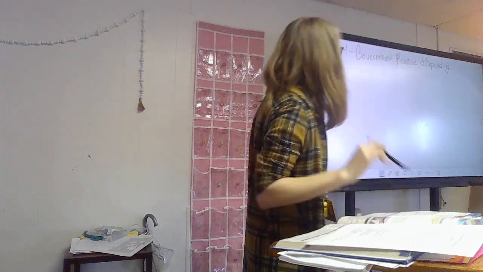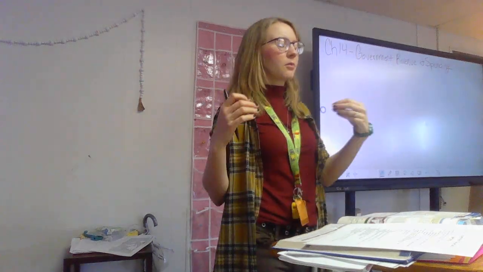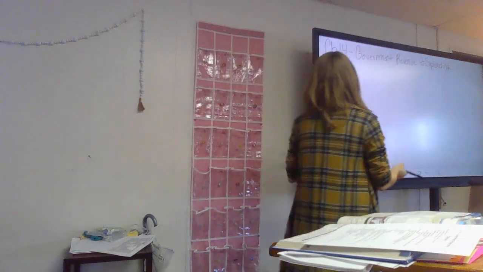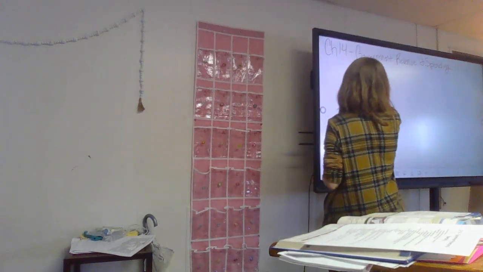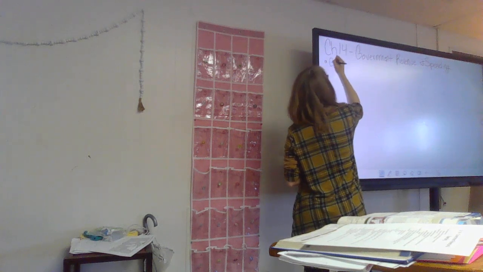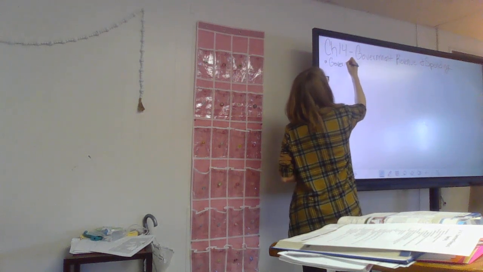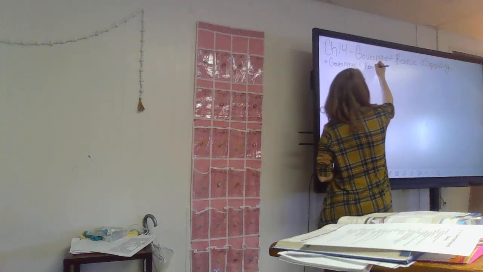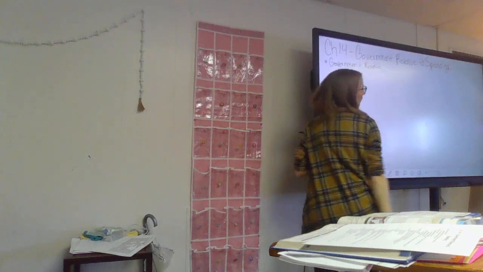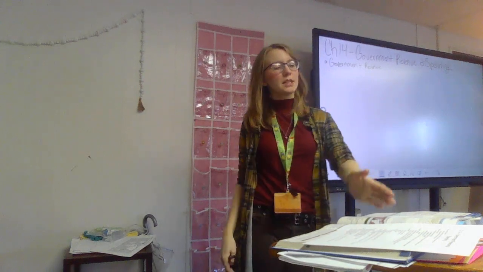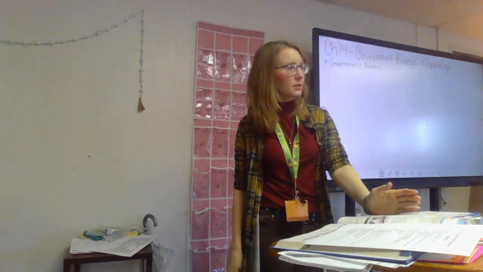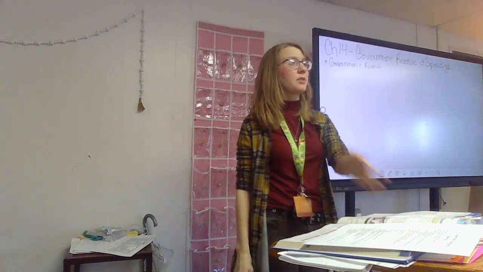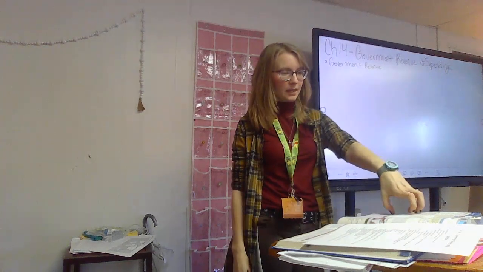Okay, so chapter 14 is all about government revenue and spending. So let's start by defining government revenue and what it is and how it works. Government revenue. Revenue is the money that a business makes normally, right? So government revenue is going to be the money that the government makes.